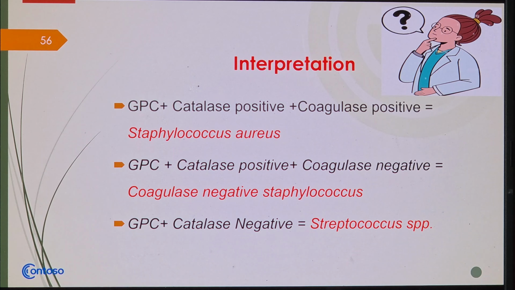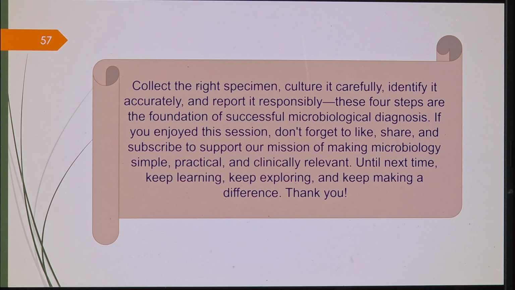Quick summary: gram-positive cocci plus catalase positive plus coagulase positive, then you should suspect Staphylococcus aureus. Gram-positive cocci plus catalase positive plus coagulase negative, then it is CoNS, that is coagulase negative Staphylococcus. GPC plus catalase negative means Streptococcus species. Collect the right specimen, culture it carefully, identify it accurately, and report it responsibly. These 4 steps are the foundation of successful microbiological diagnosis.